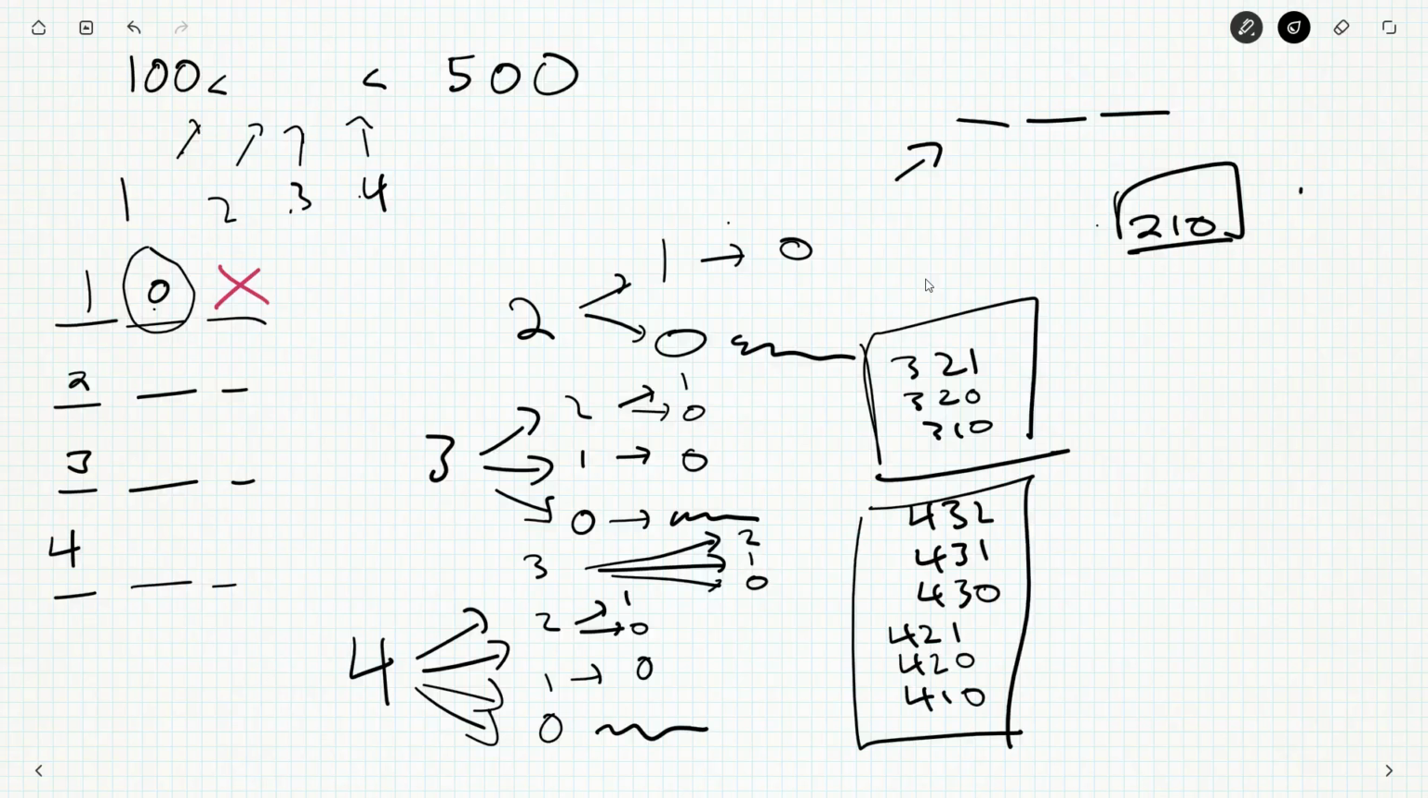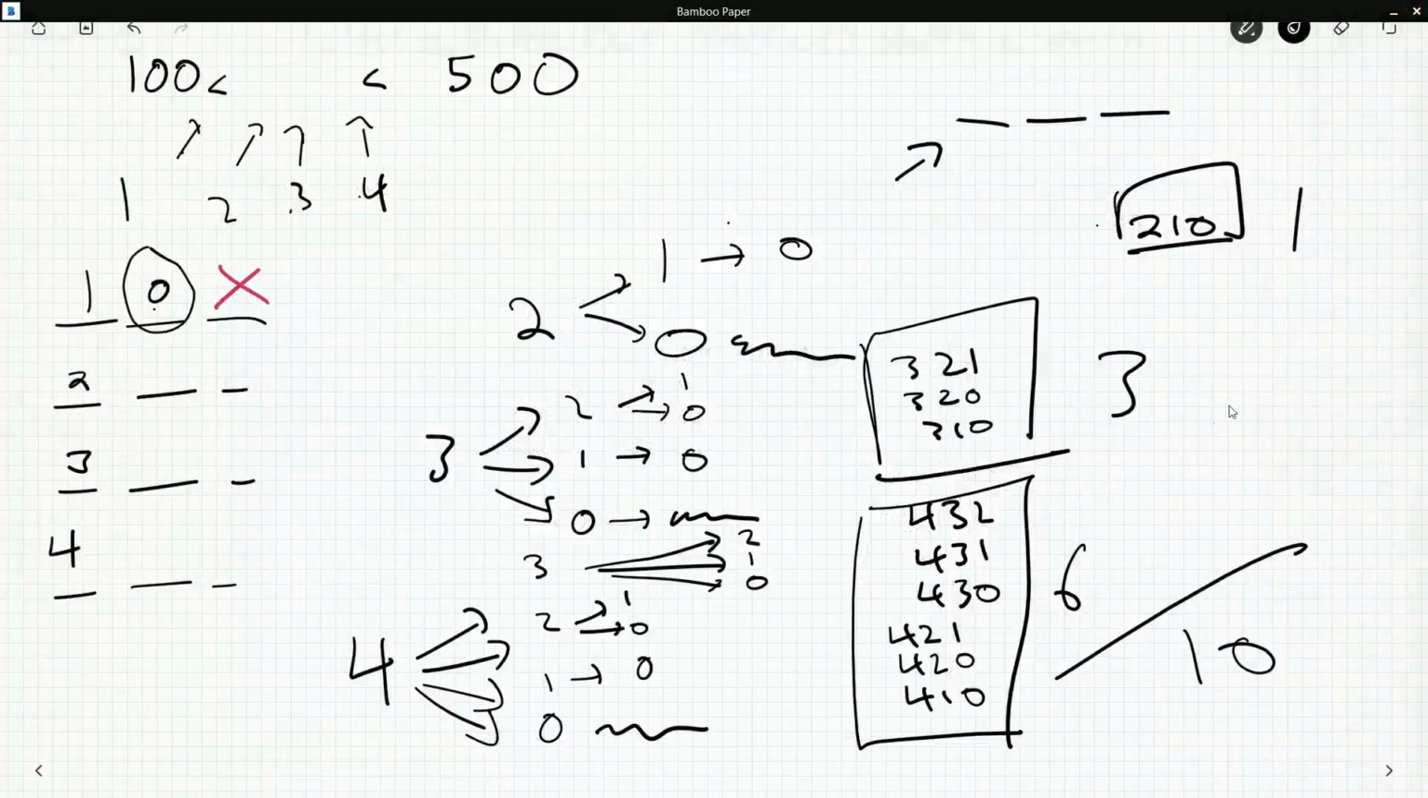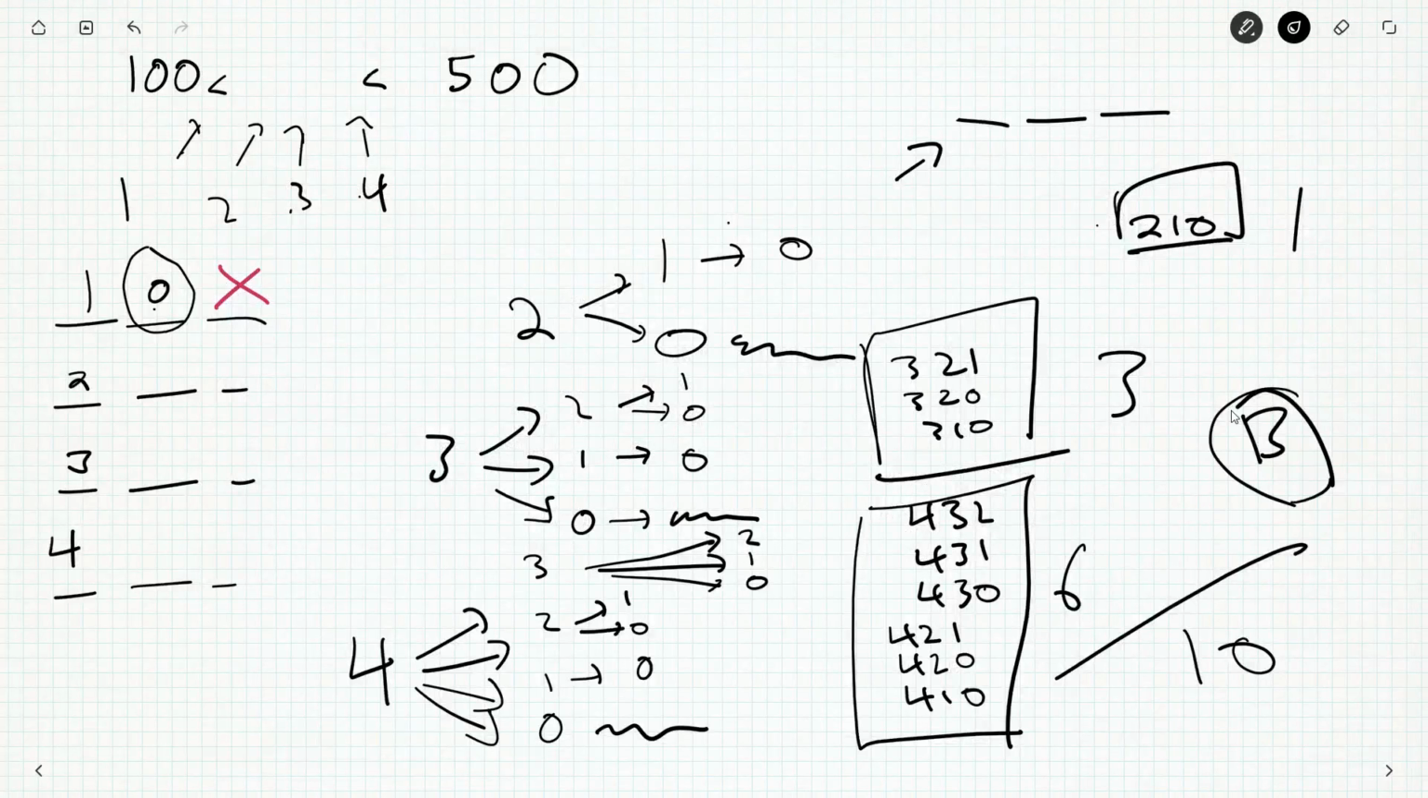So how many have we got? We've got 1, 3, 6 here, so we add that all up, it's 10. There are 10 decreasing numbers between 1 and 500. And that's B. So we bubble in B, and we're feeling good because we're almost done part B.